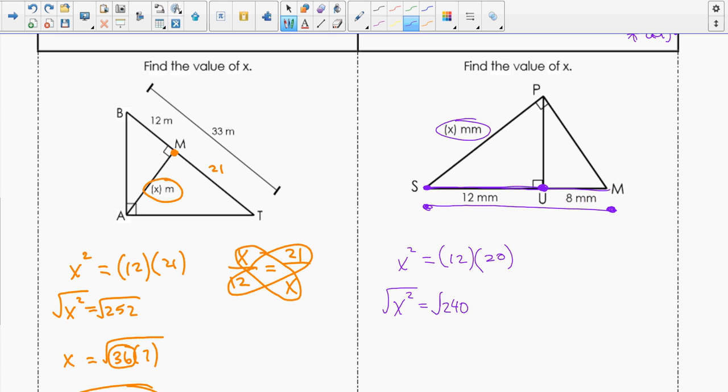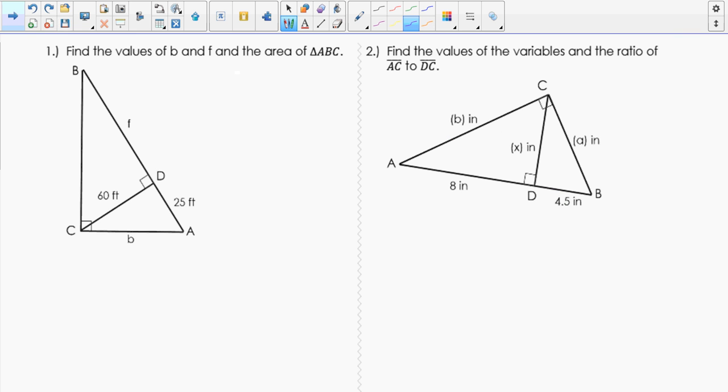Take the square root of both sides. I get that x equals the largest perfect square is 16 times 15. So I take the square root of 16. I get that x is 4 square root of 15. And again, I want exact answers because I'm talking about x, not a side length. And I don't need units. Okay, so let's flip it over and practice some more.